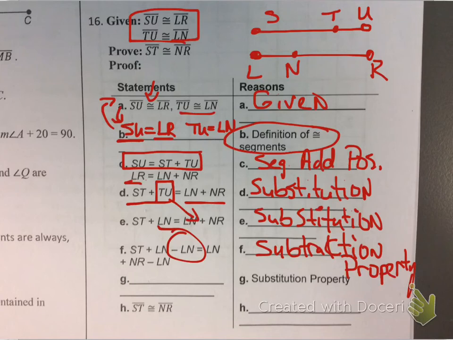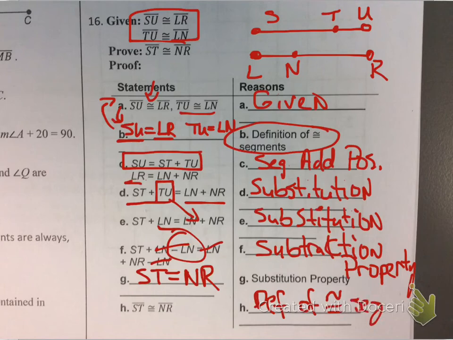Okay, so again, what would I have here? Based on this, I would have ST equals NR by the substitution property, because I carried out the step of crossing out the LNs. And then by the definition of congruent segments, I would have the next part.